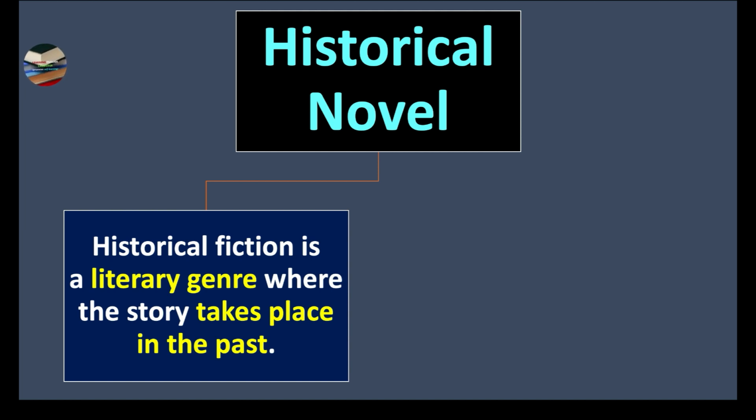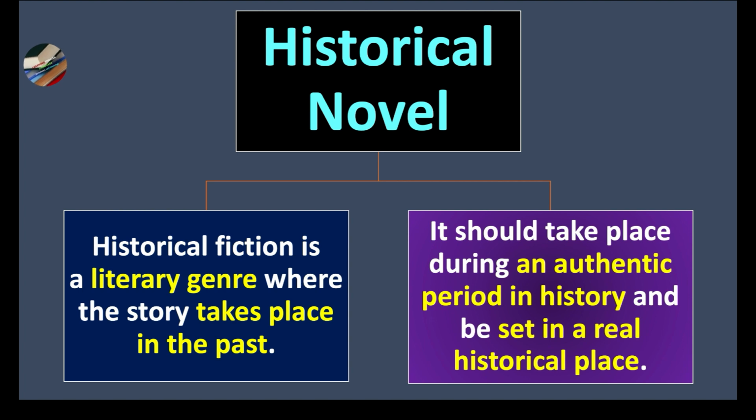So in historical novel, normally the story has to take place in the past because it narrates the story that happened in the past. The next point, it should take place during an authentic period in history and be set in a real historical place. What it means here is that the story must take place in an authentic period in history, meaning it must have a real life historical connection, and the whole atmosphere should be set in a real historical place.